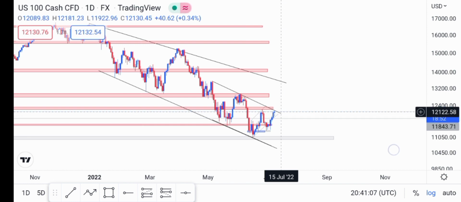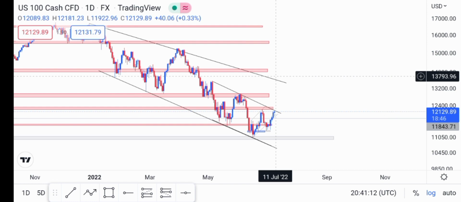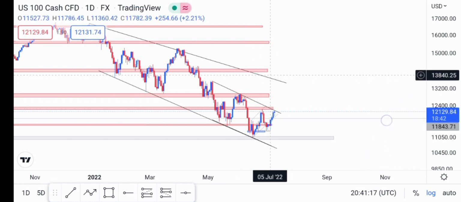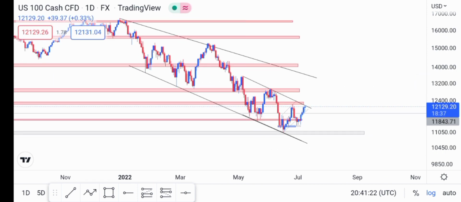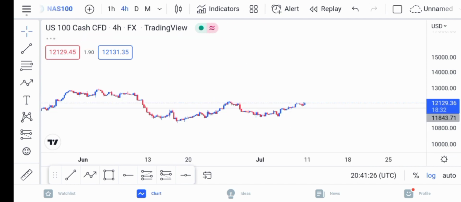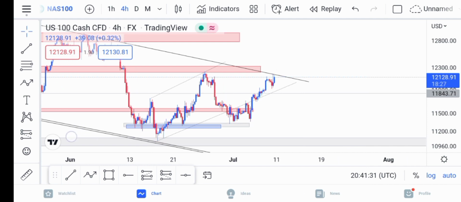It's either going to go to the downward side or push to the upper side up until here. But as you can see, I don't think the market will push to the upper side. So let us keep on analyzing. Let us go back to the 4-hour time frame. Okay, this is what we have. So this is a two-way situation.